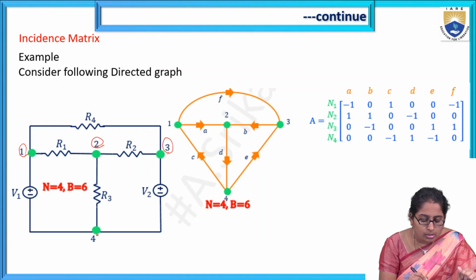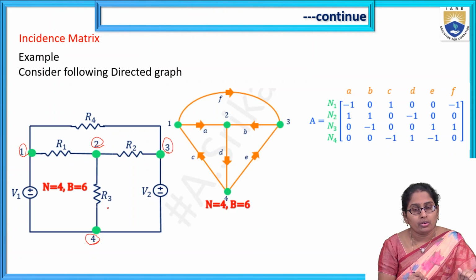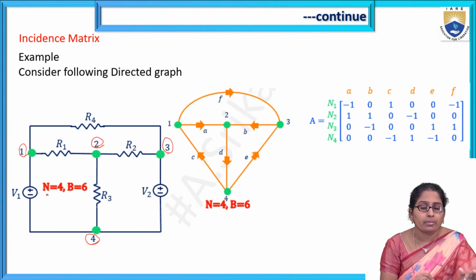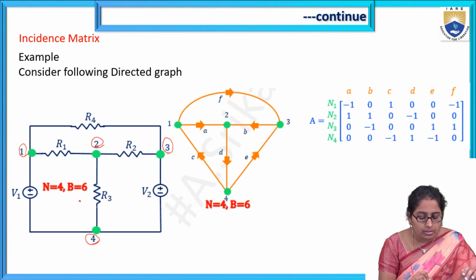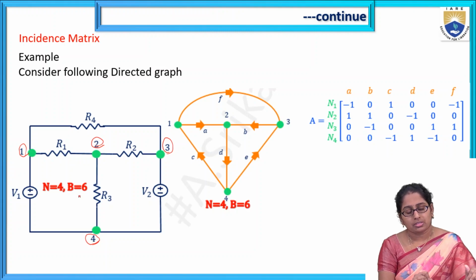Coming down, this point is not a node because not more than 2 elements are connected. The next point is a node, let us say node 4. Then the next one is not a node. So there are 4 nodes, and that's why it is mentioned here: number of nodes is 4. And for branches, you can see the elements present: 2 voltage sources and 4 resistors. That's why it is mentioned branches 6.